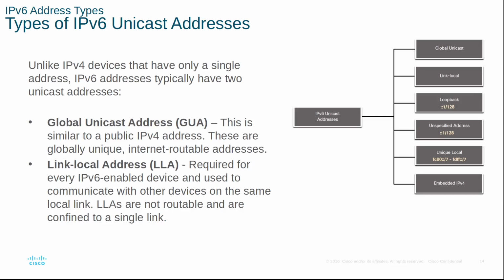So there's all kinds of stuff. Some other useful addresses in here outside of those are loopback, which is ::1/128. And notice unspecified is exactly the same thing. There's unique local addresses, and then you can actually have embedded IPv4 in here as well.